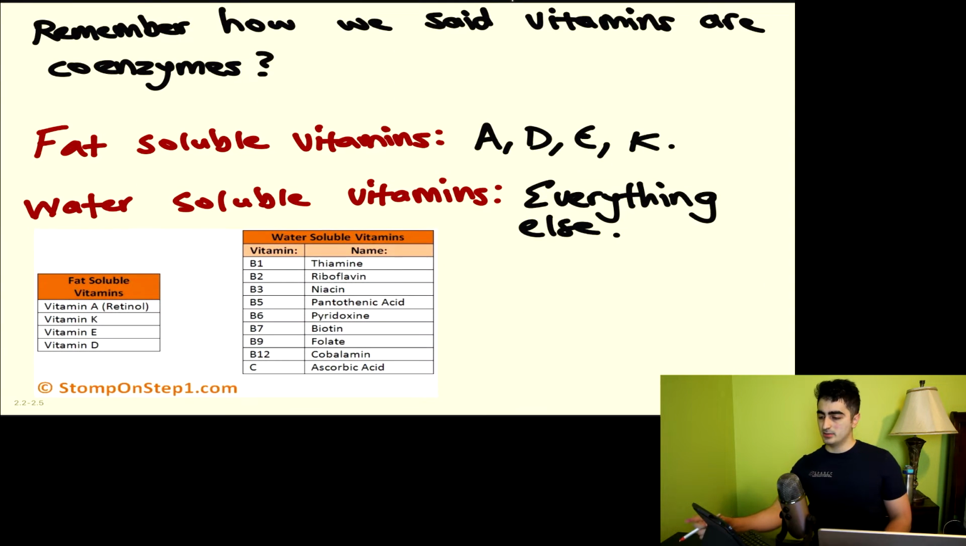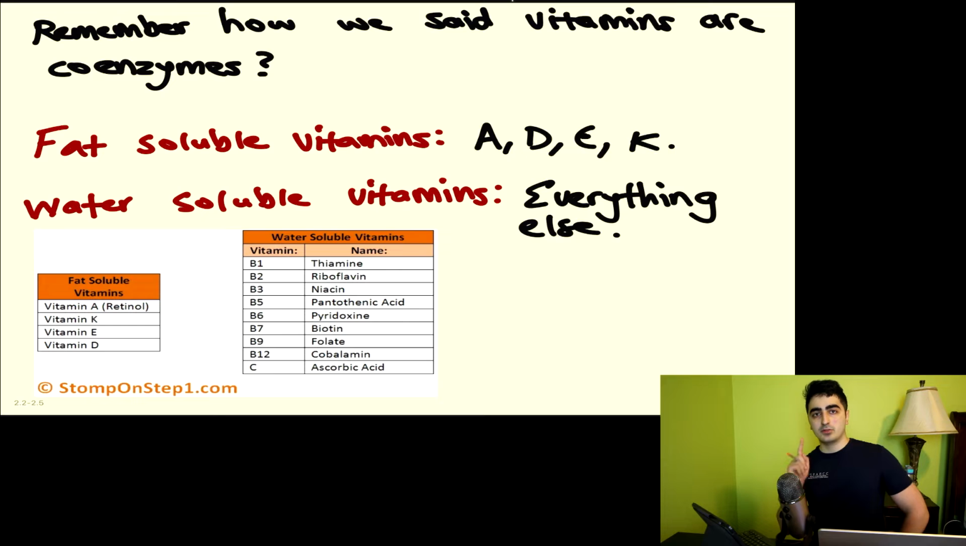So do you remember how we said vitamins are coenzymes? They're these organic molecules. Well, we got to briefly know what the fat-soluble vitamins are and what the water-soluble vitamins are. Now, this seems ridiculously intimidating because, for one, it says step1.com on the bottom, and two, it's just a lot of letters and a lot of numbers and a lot of words. And I don't like that all at once. I know we're taking the MCAT, but I still don't like that all at once.